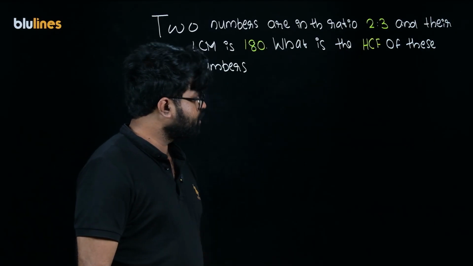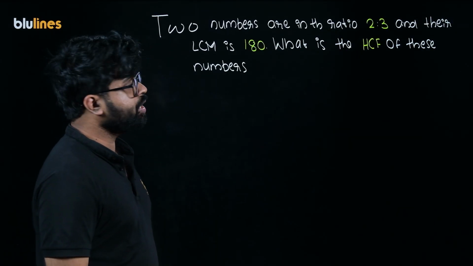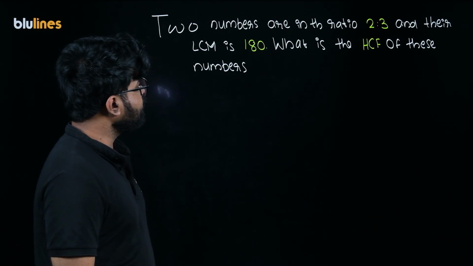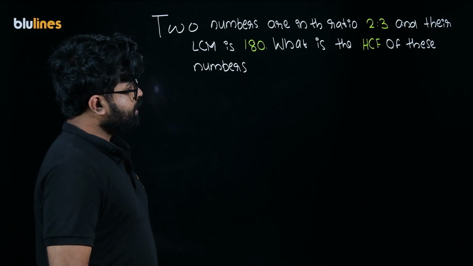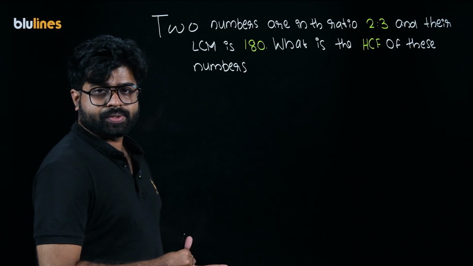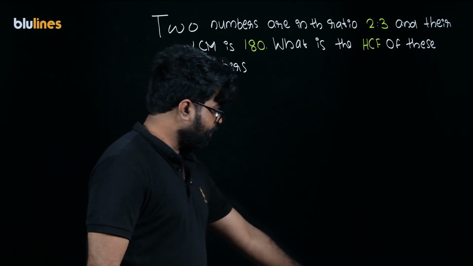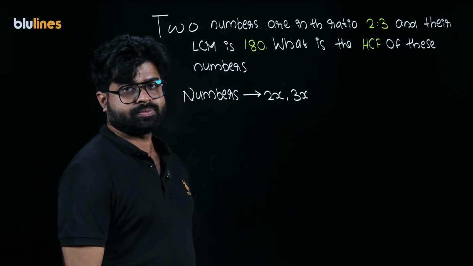Now, let us go for the next one. Two numbers are in the ratio 2:3 and their LCM is 180. What is the HCF of these numbers? Since it is given that two numbers are in the ratio 2:3, we can say let the numbers be 2x and 3x.